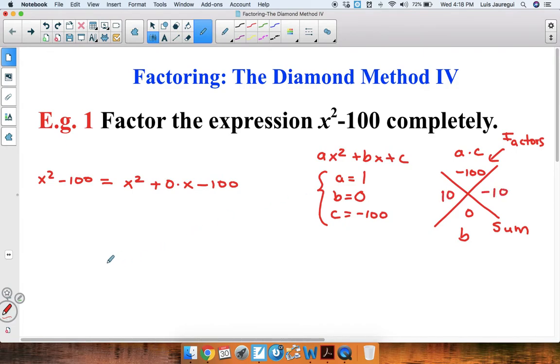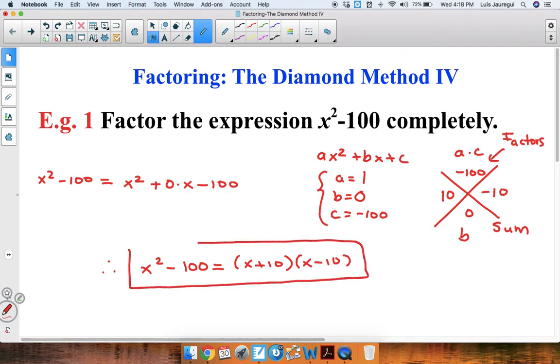So we can say the following. Therefore, x squared minus 100 is equal to x plus 10 times x minus 10. And this is what we call a difference of squares. Why? Because x squared minus 100 is really x squared minus 10 squared.